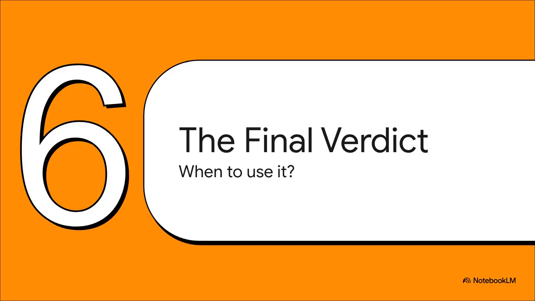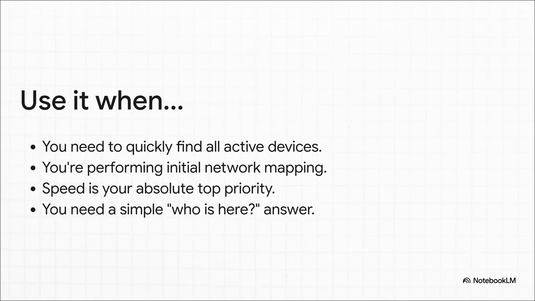So, when you put all of this together, what's the final verdict? When is this the tool you should be reaching for? Well, it really all comes down to picking the right tool for the right job. You grab the Angry IP Scanner when all you need is a quick inventory. You use it when you're doing that first pass, mapping out a network you're not familiar with. You use it when speed is everything. Basically, anytime you just need a fast, simple answer to the question, who's here right now?